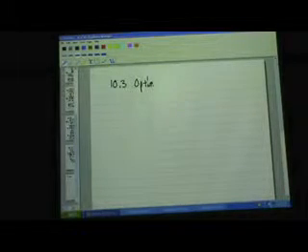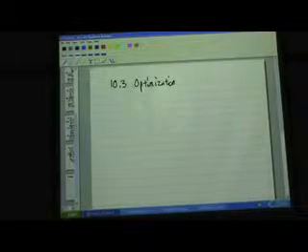So here comes 10.3. 10.3 is called optimization. It's actually called optimization in business and economics, but optimization basically means maximizing and minimizing. It can be either one, a high point or a low point, depending upon the context of the situation.